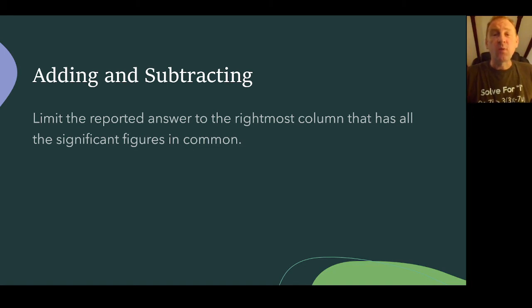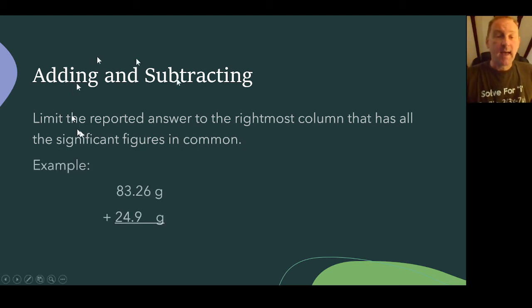You limit the reported answer to the rightmost column that has all the significant figures in common. Let me give you an example, and this will make more sense. If we were going to add 83.26 grams to 24.9 grams, what I mean by the rightmost column is this: the first number's significant figures go to the hundredths place. But the second number's significant figures go to the tenths place. This second number is not as precise. The 24.9 is not as precise.